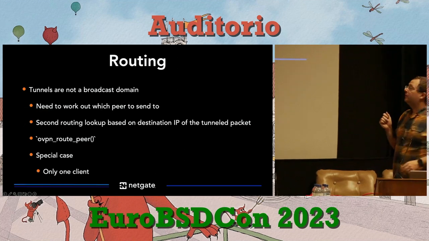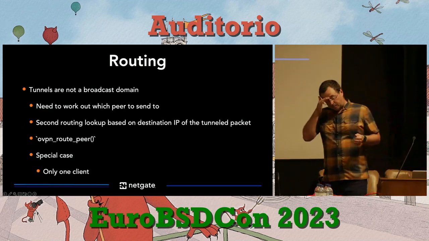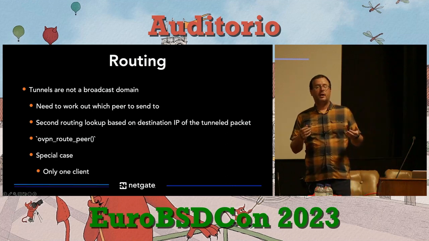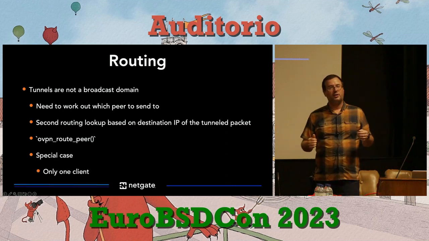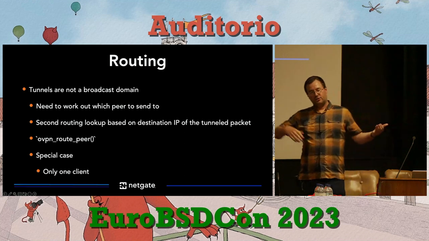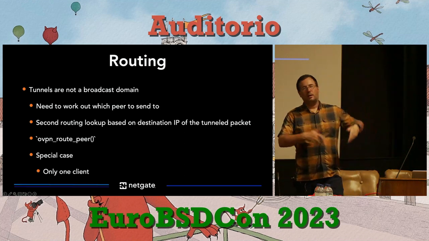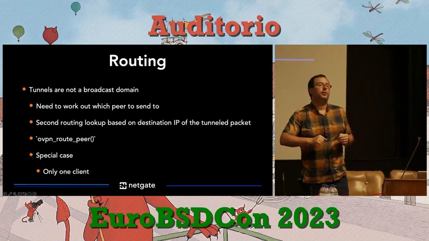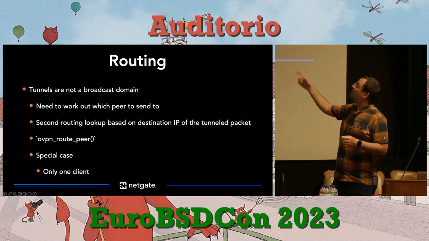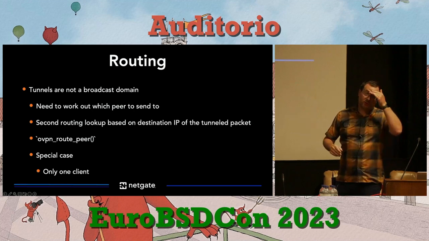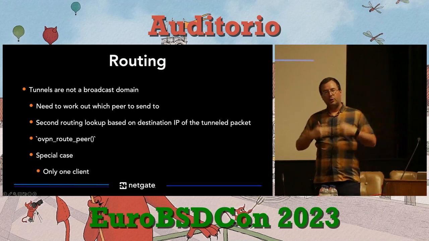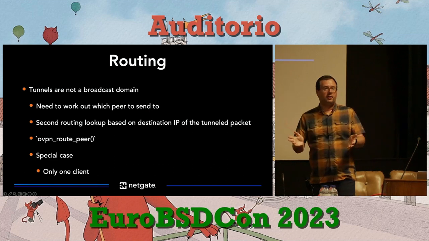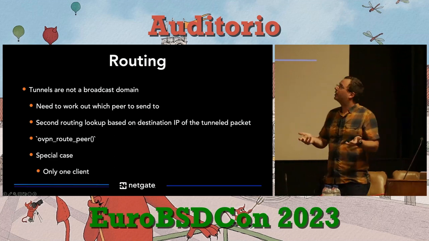Another issue is routing. So imagine that you have an OpenVPN server and it has 5 clients connected to it, and client A wants to send something to client B. The client will send it to the server. The server then needs to forward that to the correct client. But this is a tunnel, it's not a single broadcast domain. It can't just go, oh, I'll put it on the OpenVPN interface and it'll turn up at the correct client. That's not how tunnels work.